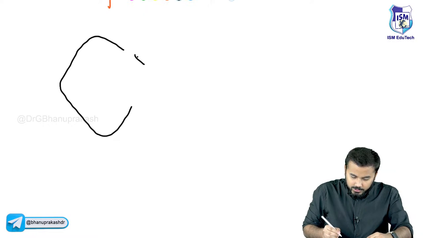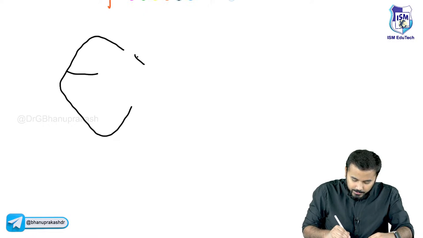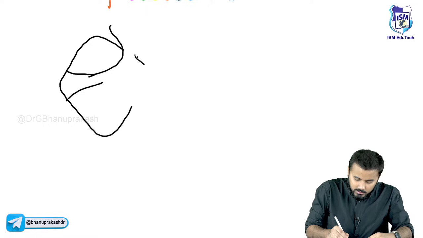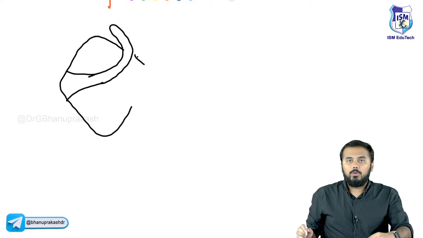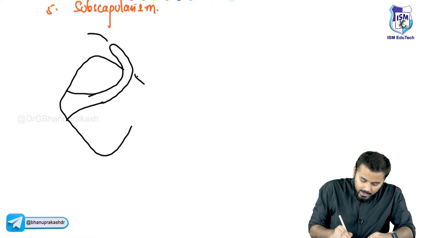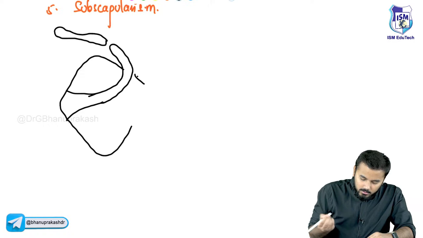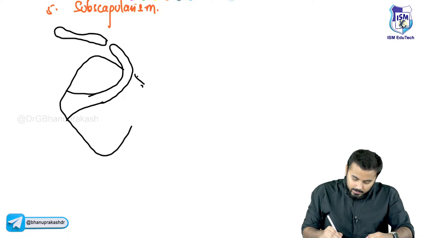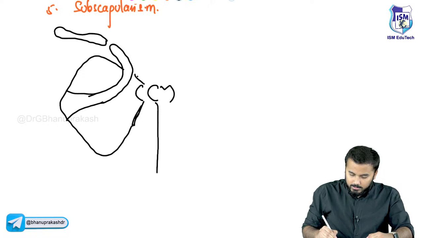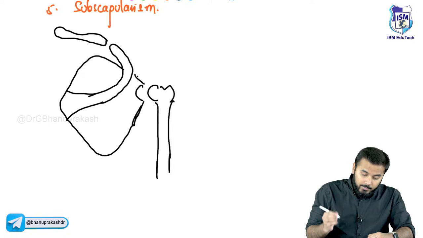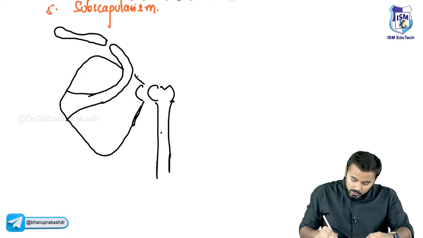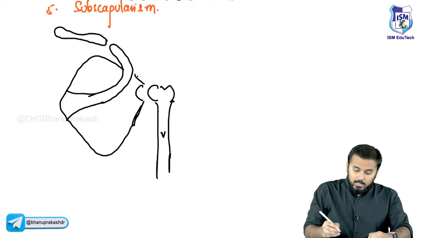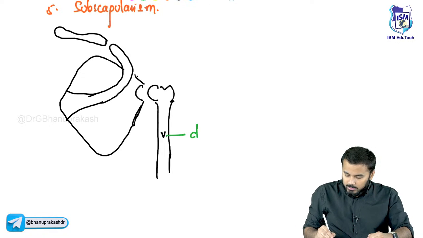See, what is this picture which I'm drawing right now? This is a picture of your scapula, and this is a spine like this. Okay, and here you have got your clavicle. This is your clavicle, and here you have got your humerus like this. Okay, this is your humerus, and important thing is that on the humerus you have got a small bony projection like this. This bony projection is called deltoid tuberosity.